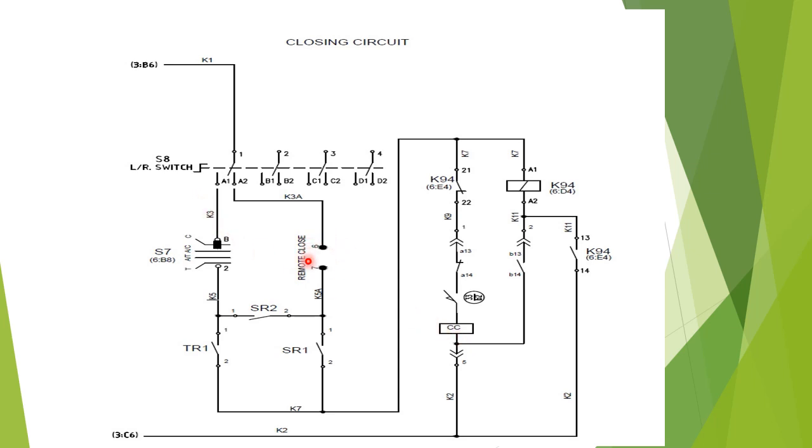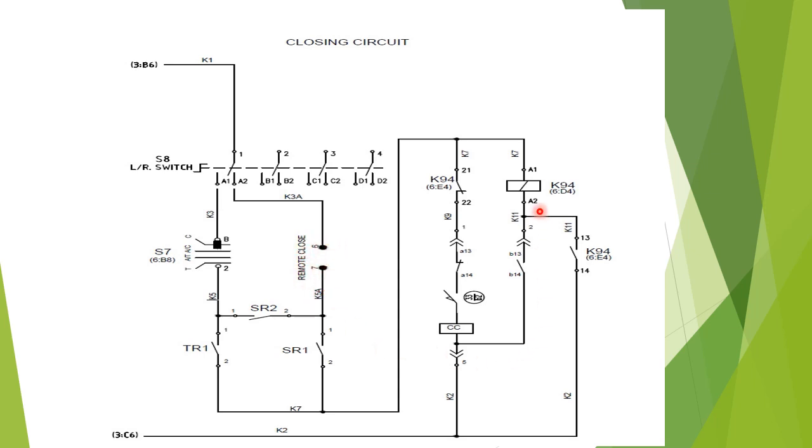Now here another contact has been provided, that is for the remote close operation of the circuit breaker. For remote close operation, that is from RTU or SCADA, these two terminals have been provided. Under this condition, the local remote selector switch will remain in remote position, and if you give a pulse from the SCADA or from the RTU in service position, we can close the breaker. So this is the purpose of the remote close terminals.